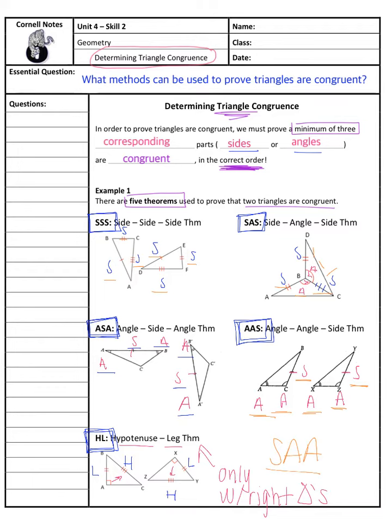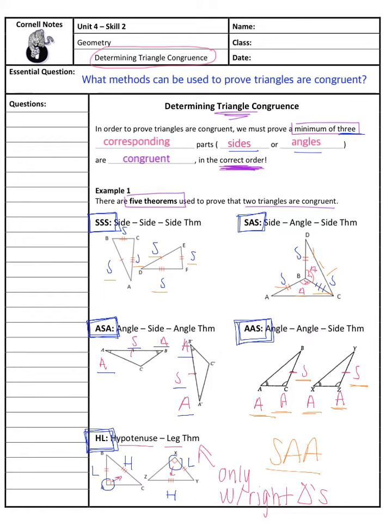And you might be saying, well, Miss Wesley, that's only 2 pieces of information. You set up above that we have to have a minimum of 3. Well, the third piece actually comes from that 90-degree angle. That's the third thing that they have in common. But since it's a hypotenuse leg theorem, we know that they would have to have a 90-degree angle in order to even use that theorem.